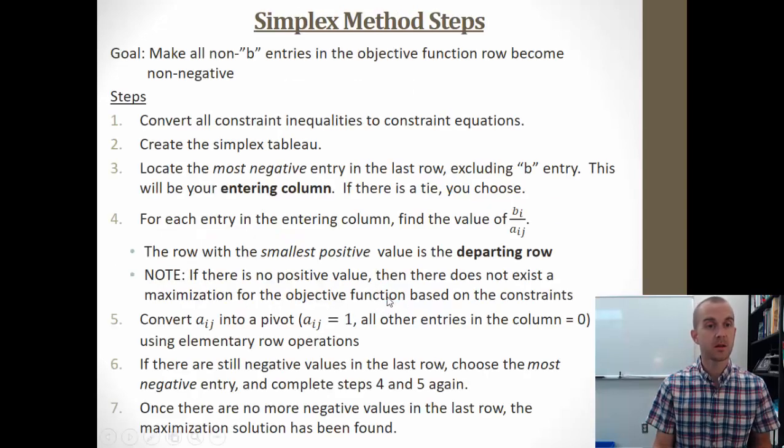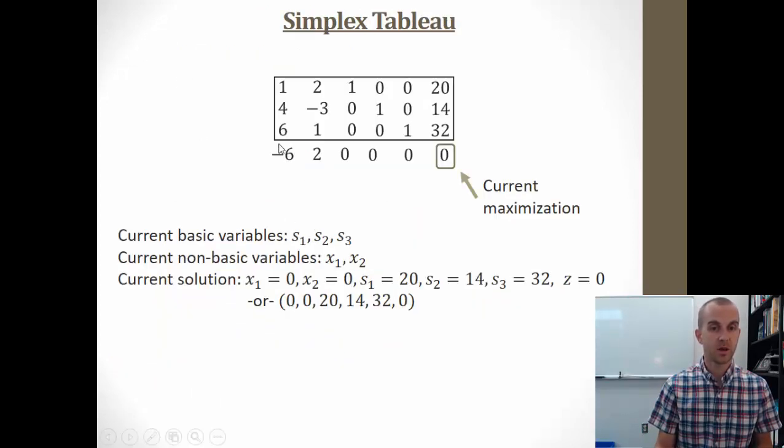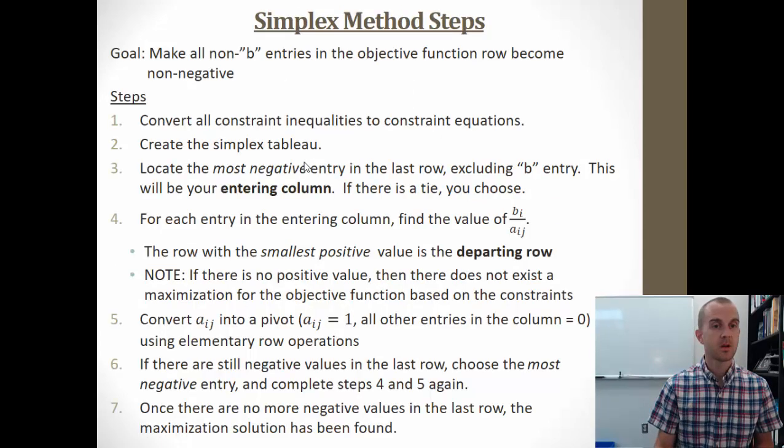So how do we do that? Well, our goal in trying to help us find that maximization is we're going to take that bottom row and get rid of all the negative values on the bottom row. So if we look back here, you can see we had this negative. That's part of the problem. We need to get rid of that negative value. So what are the steps?